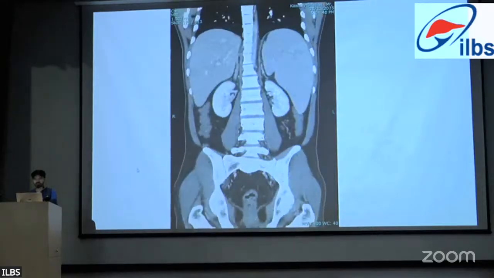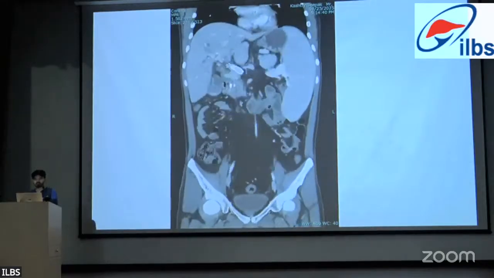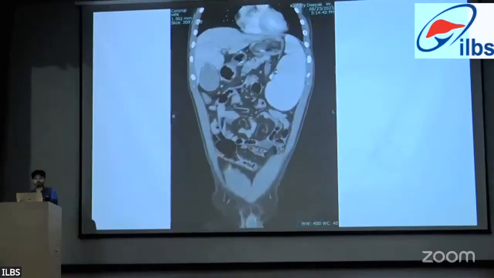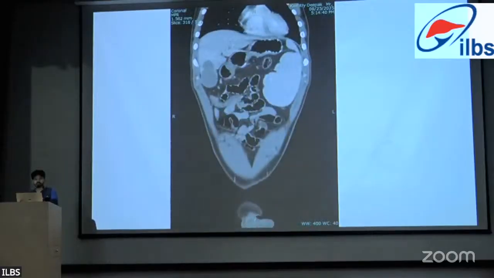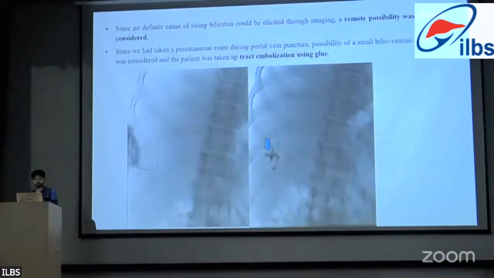So we considered the possibility of a biliovenous communication, which was causing these increased bilirubin levels without any rise in other laboratory parameters. So a remote possibility of hemobilia was considered. Since we had accessed this portal vein through percutaneous access, we first went ahead to close this small biliovenous fistula, which was not identified on MRCP or CT images, with percutaneous glue embolization of the tract. So the tract embolization here was done with the help of glue.